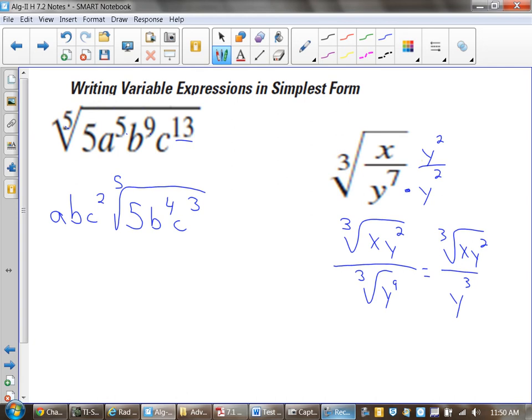You can't go any further because you can't simplify the numerator at all because there's no perfect cubes in there. It's just x and y squared. Now, if it was like x to the 5th or something like that, you can continue to simplify, but in this case, we can't.